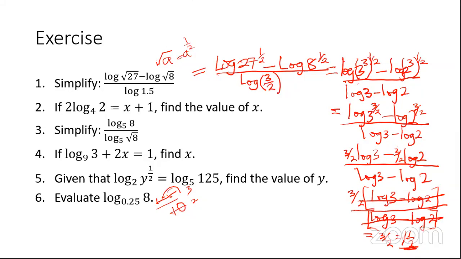So for question number 2, we have 2 log 4 base 2.